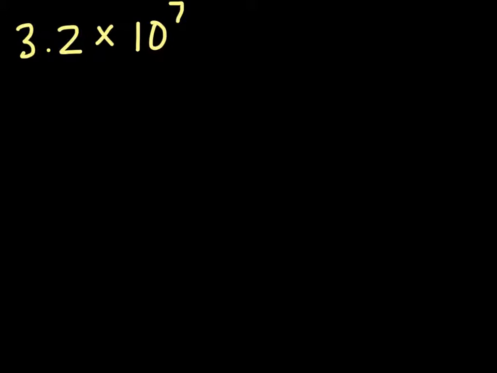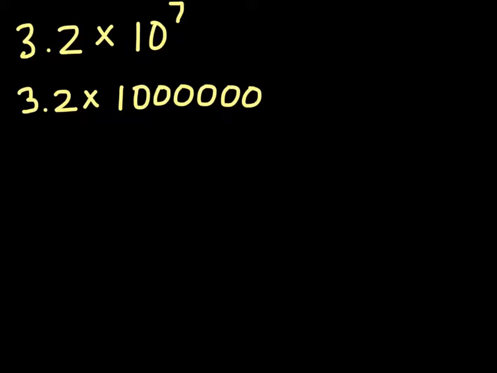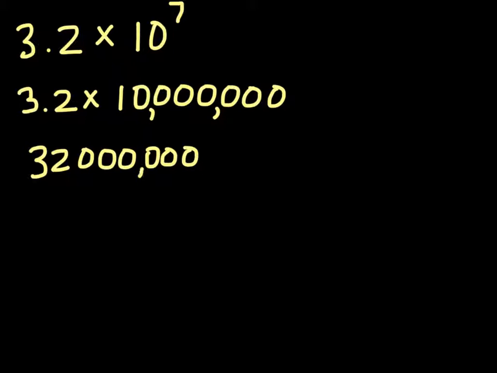Now let's switch this process. Let's start with a number in scientific notation and change it to standard form. 3.2 times 10 to the 7th. The first thing we'll do is we'll convert this to product form, which will be 3.2 times 10 times itself 7 times. You can use a quick shortcut here of using 1 and then adding 7 zeros, which gives us 10 million. So 3.2 times 10 million. So the standard form of this number will be 32 million.